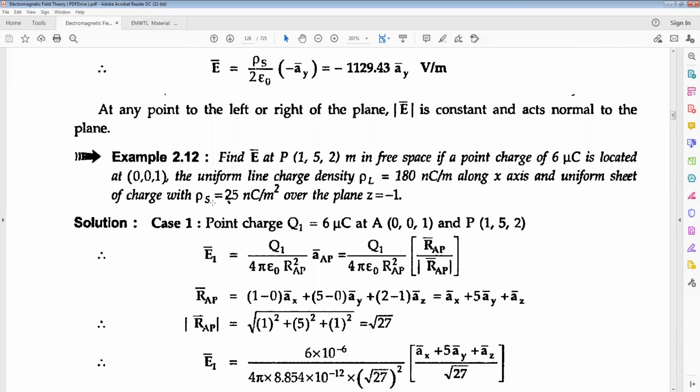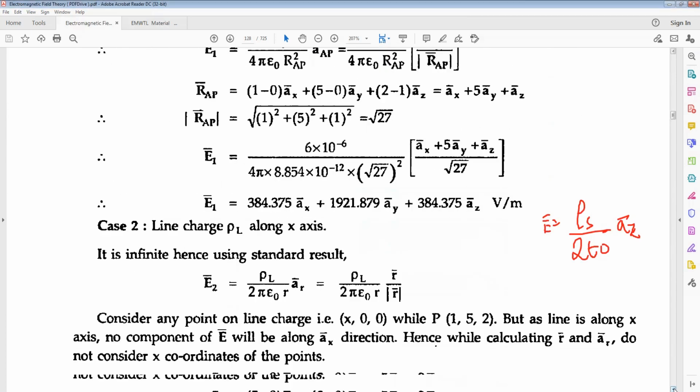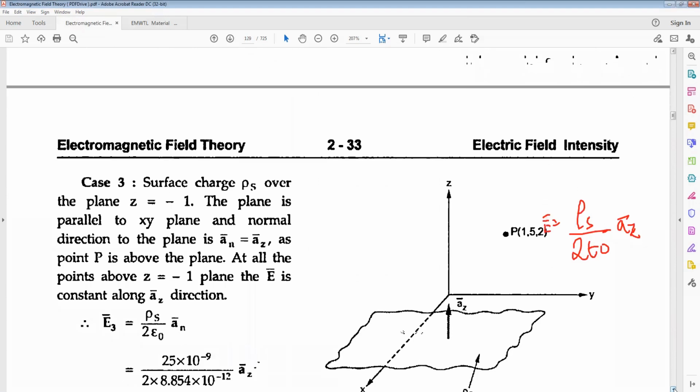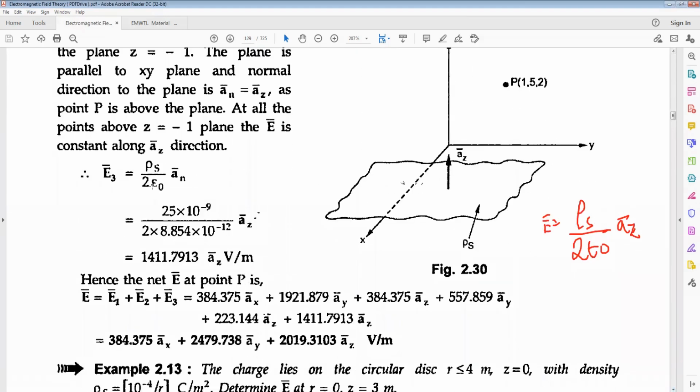Similarly, rho S is over the plane Z equal to minus 1, so E bar is equal to rho S by 2 epsilon naught AN bar. Rho S is given and epsilon naught we also know. You can find the value of E bar in terms of rho S here. AN bar is AZ.